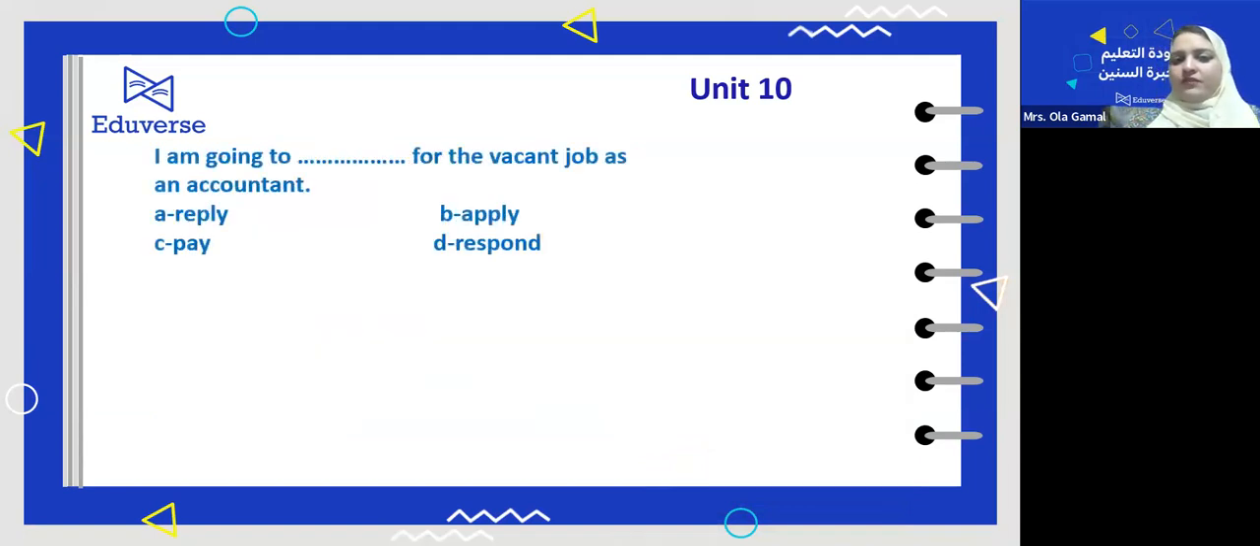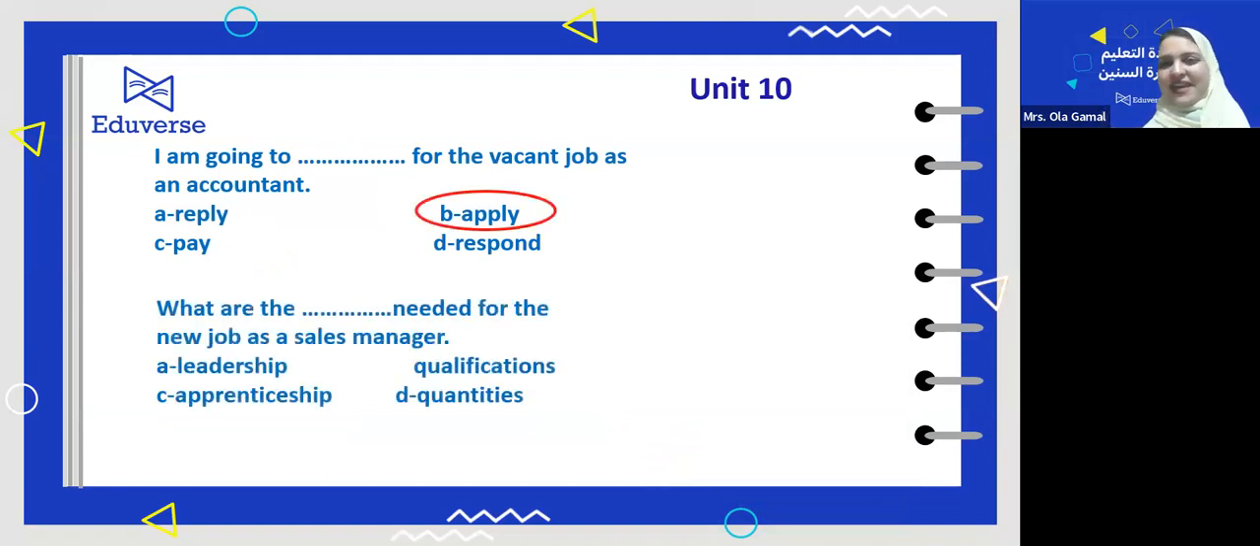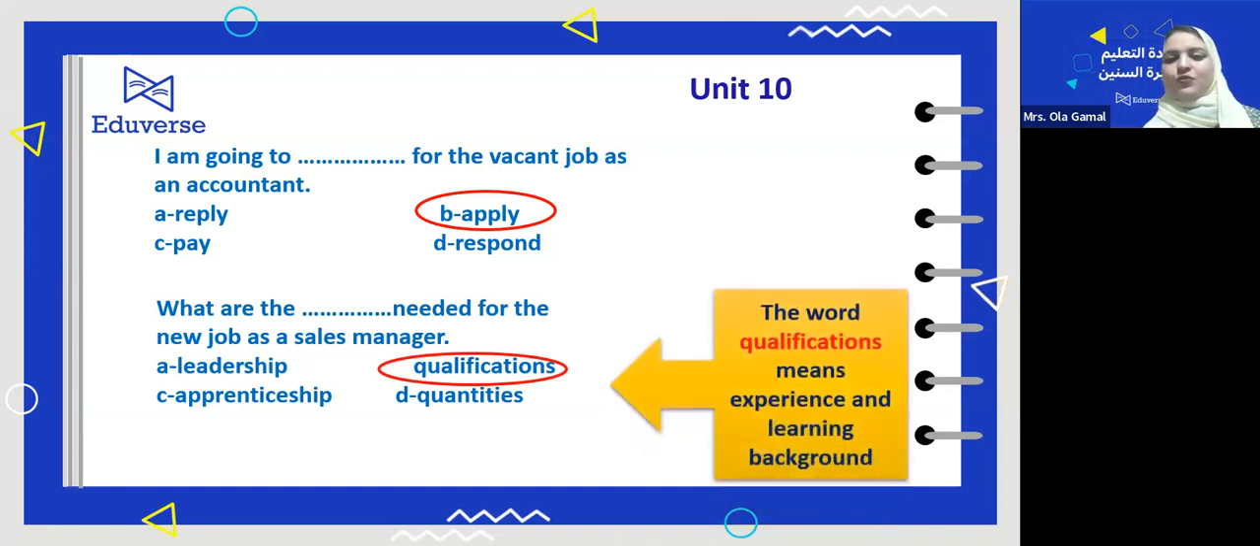I'm going to what for the vacant job as an accountant? Reply, apply, pay, or respond. Yes, apply. Amazing. You're answering right with me. What are the what needed for the new job as a sales manager? So if you're going to apply for any job, you need what? Something which is very, very important to have, which is, yes, qualifications. Excellent, more than amazing. So the word qualifications means the experience and the learning background that you have for the job you're applying for.